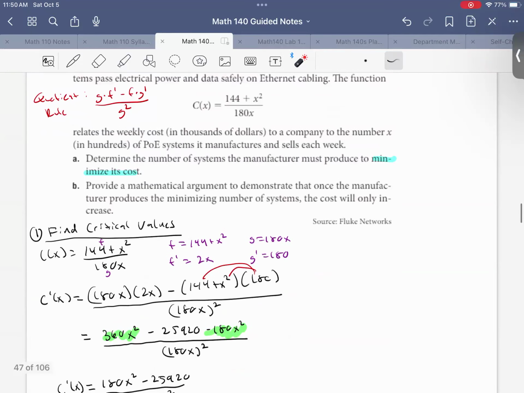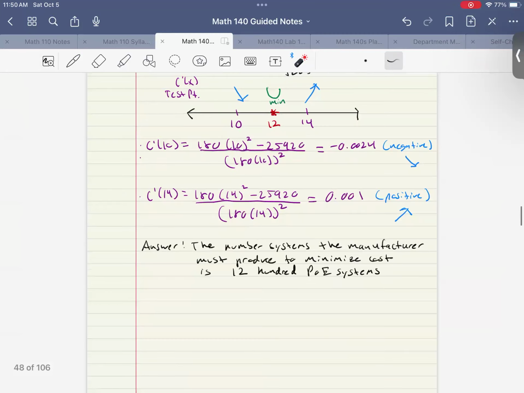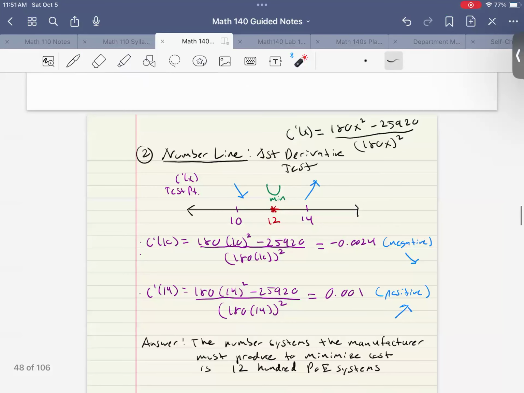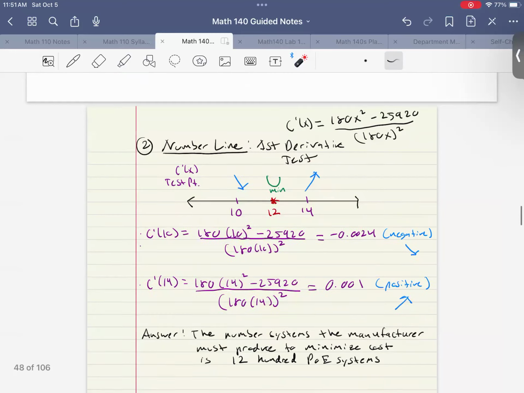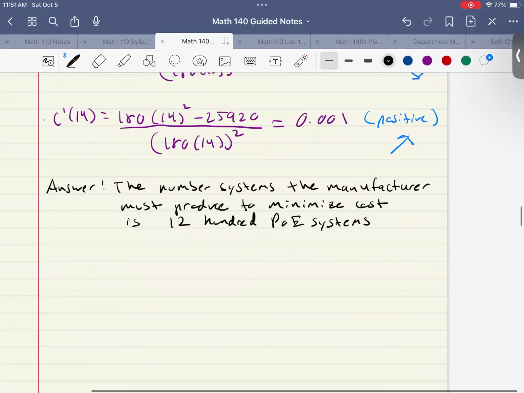Okay, so part B is provide a math argument to demonstrate that once the manufacturer produces the minimizing number of systems, the cost will only increase, right? That's because after 12, we showed that our derivative is greater than 0, which means that it's going to be increasing, it's at a rate of increasing, so positive. So it'll just be increasing after that. So I guess I could write a statement for that as well. So part B, right?